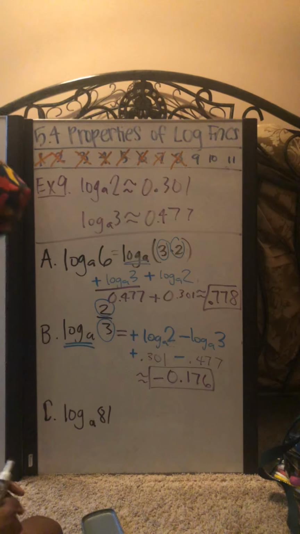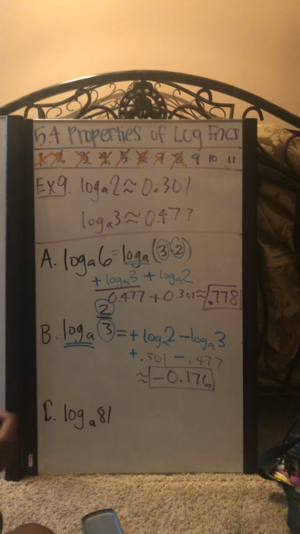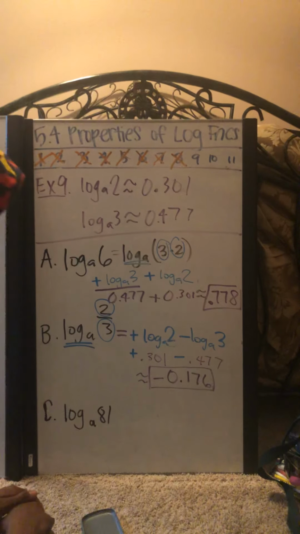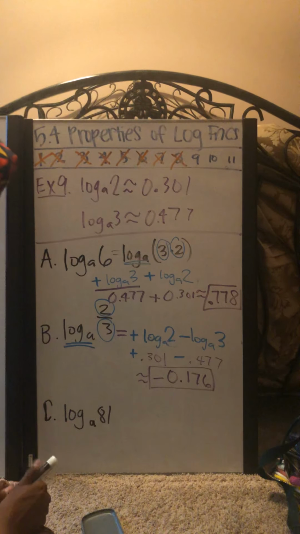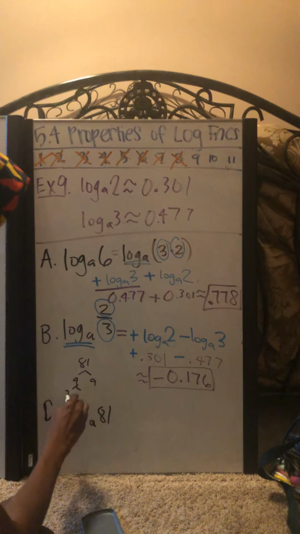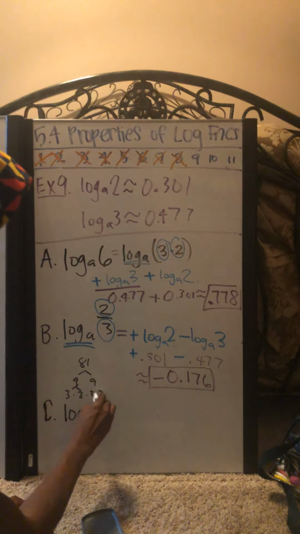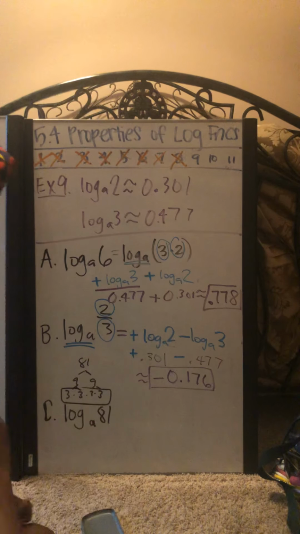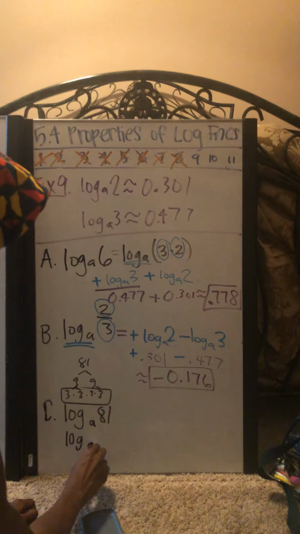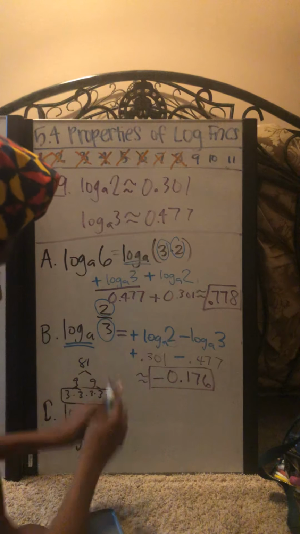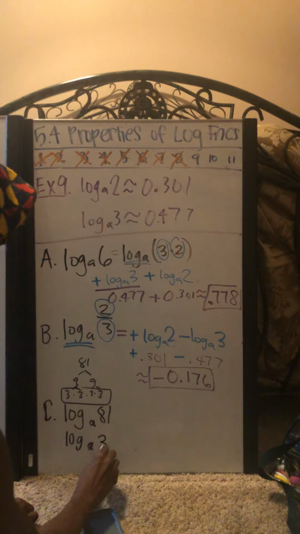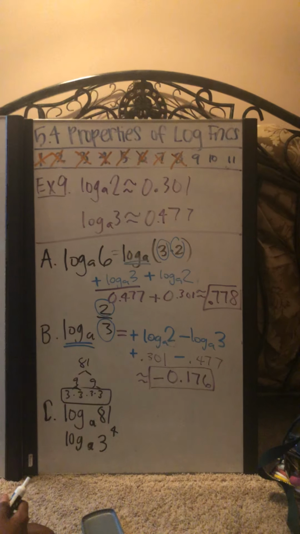Alrighty, so for the next one, we have 81. So again, we need to figure out how to rewrite 81 using multiplication or division in only 2s and 3s. So we can break down 81. 81 is 9 times 9, or 3 times 3 times 3 times 3, right? So 4 3s make up 81. So we can rewrite log 81 as 3 times 3 times 3 times 3, and then we can break that up into all adding, right? Or we can rewrite it as 3 to the 4th power, right?